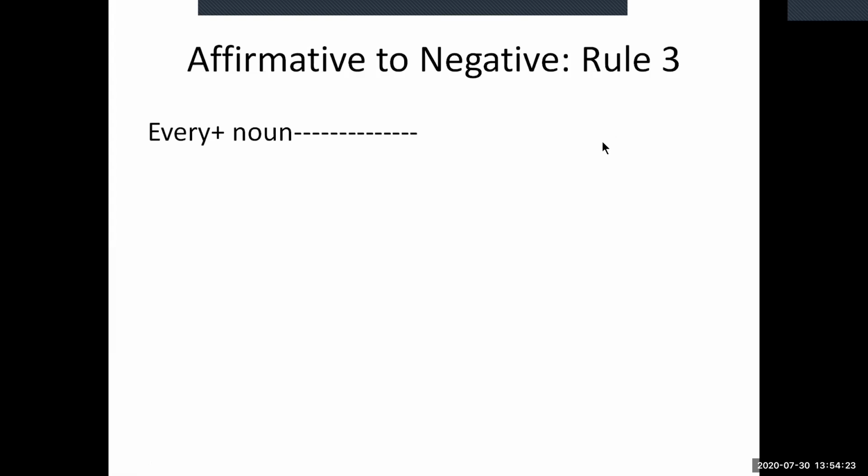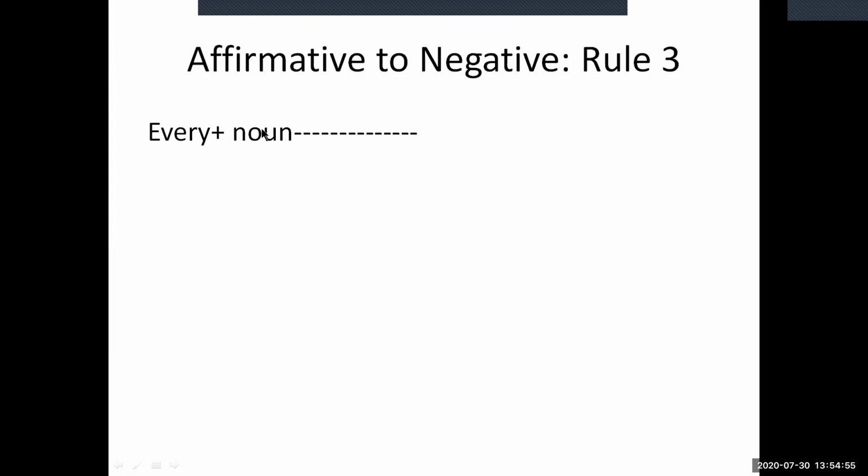Rule 3 states that there is every plus noun in a sentence. Say like every mother, every father, every country, every driver, every teacher, every lawyer, every headmaster, every school, every building, every nation, every soldier, every police member, like this. So every plus noun structure.